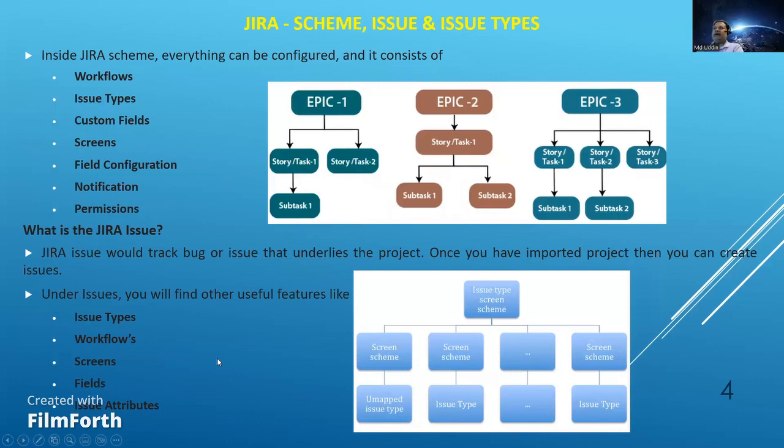So inside the Jira schema, everything can be configured. It has workflows, issue types, what kind of issue it is, custom fields, screens, field configuration, notification, and permission. Inside the Jira schema, you will get all these attributes and fields, and you can configure them as per your need. So you can create an epic. Under an epic, you can create a story or a task. Under the task, you can create a subtask. That is the way you create issues in Jira.